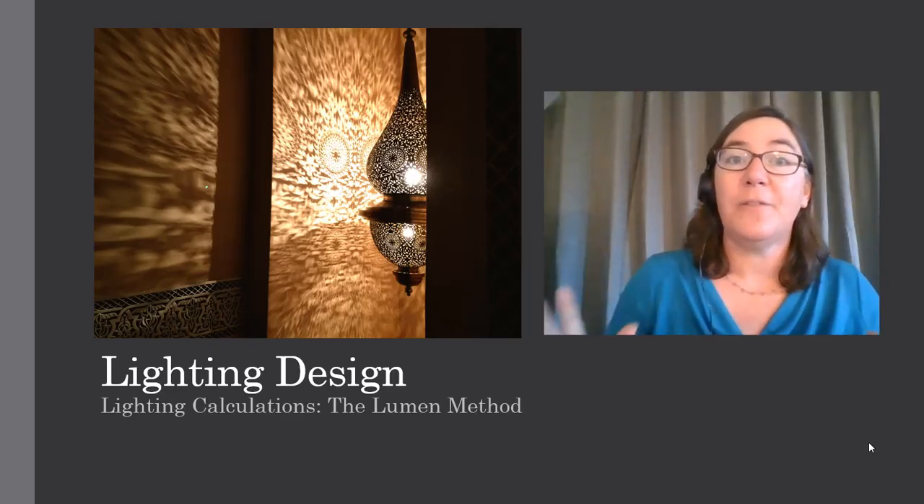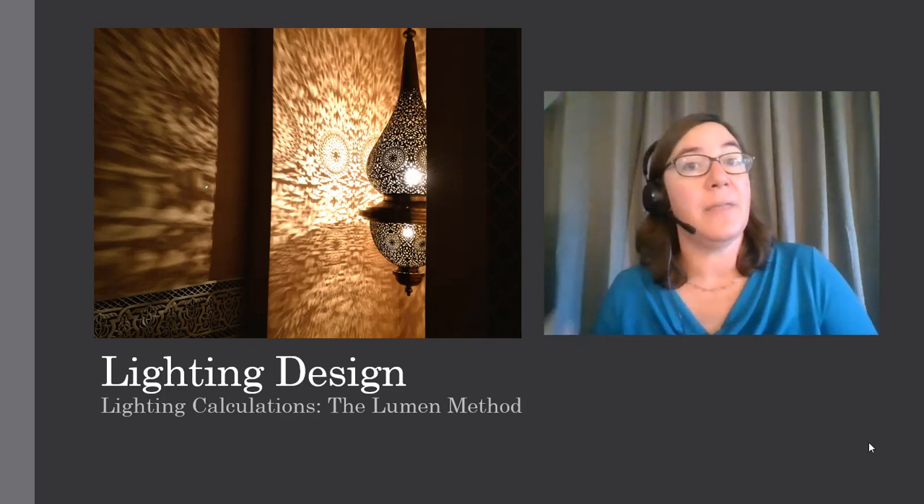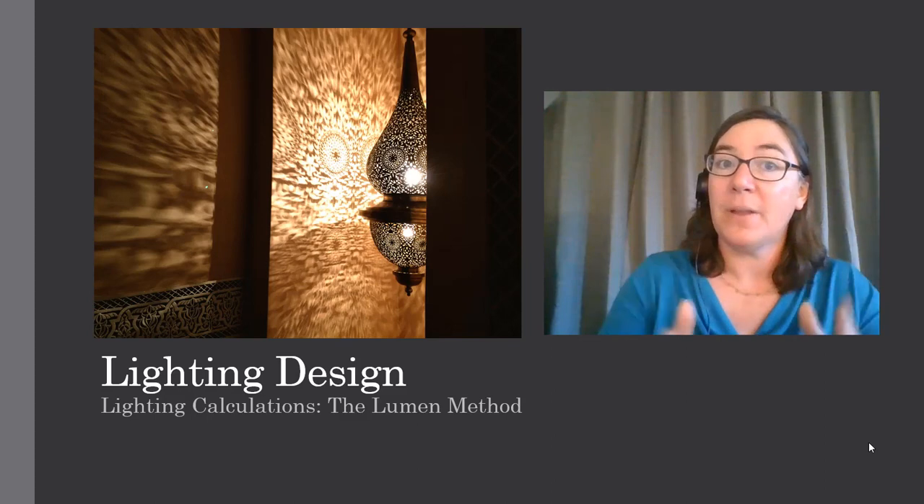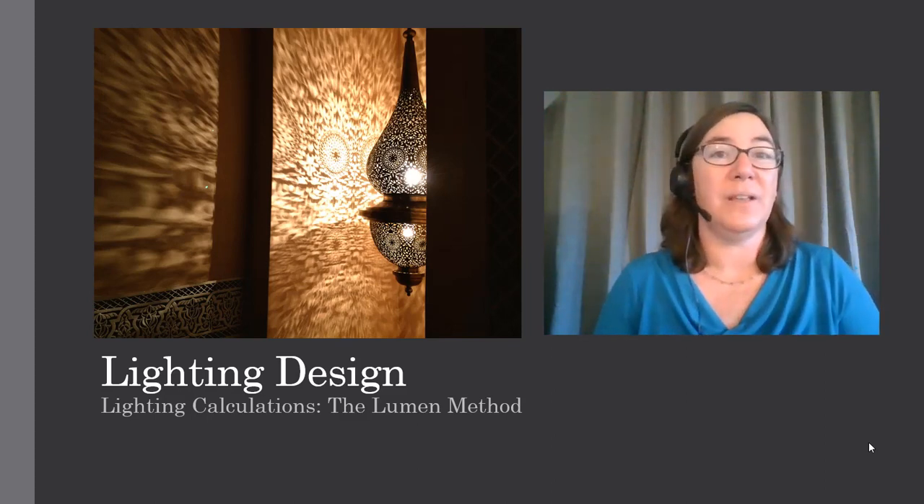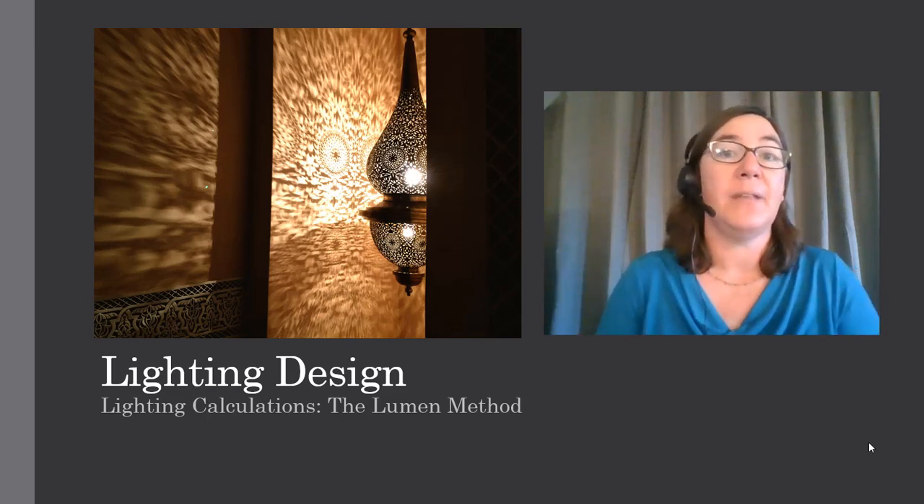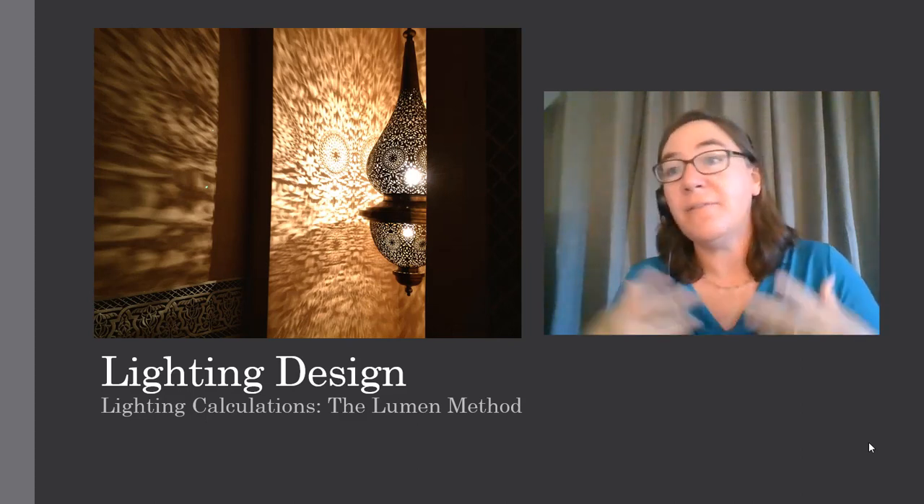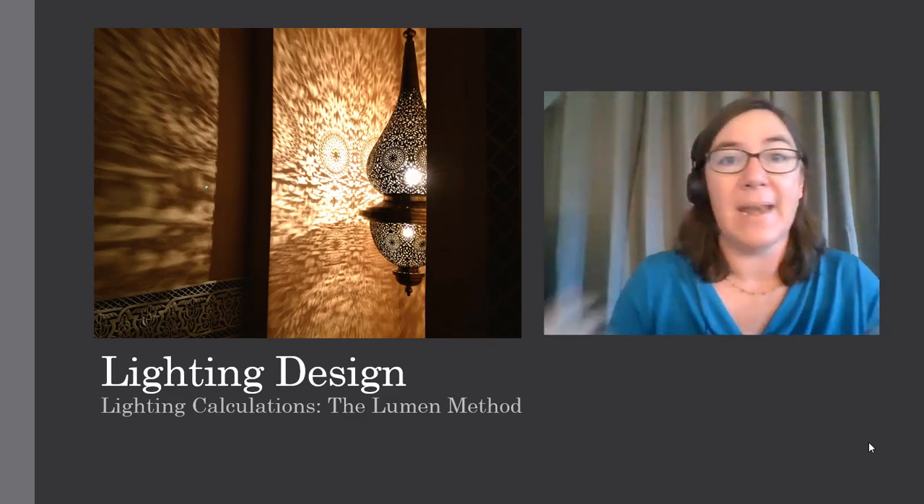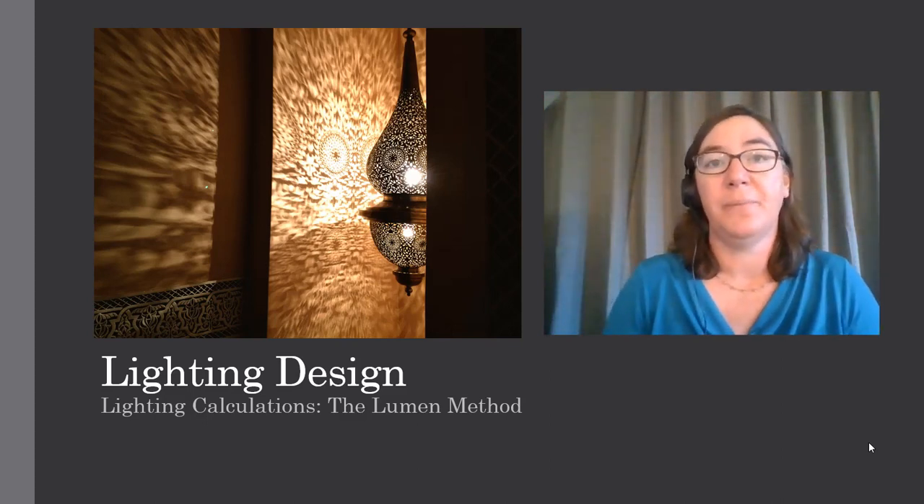All right, everybody, in this video, we continued our discussion of the lumen method of lighting calculations and focused in on the coefficient of utilization and how much light actually arrives at our work surface given the geometry of the luminaire and the room and everything that the light bounces off of.